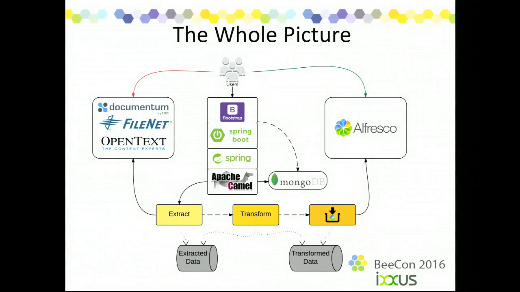Okay, this is the whole picture, right? You will have content there that you will end up having here in Alfresco. For this, you will use the extract service to get some intermediate data, which is extracted data. Then you will transform it, and you will have the transformed data that is readable by the Alfresco bulk import. Then you will move it there. Meanwhile, users will be able to still go to the original repository, then go to Alfresco, and they will be able to see what is going on in terms of the migration, because they will be able to check what is being logged in MongoDB.